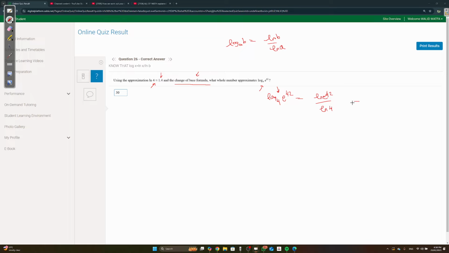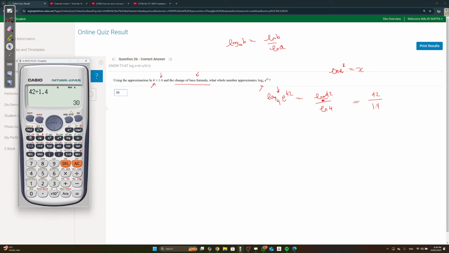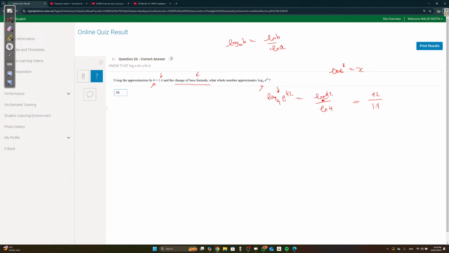They said use ln 4 as 1.4, so it's going to put 1.4. What's ln e to the power 42? It's just 42. I told you, when you see ln e, there's the hidden e that cancels it. You don't have to write it, but just remember, ln e to the power of x equals x, because these two cancel. Okay? Just remember that. So you're going to get 42 over 1.4, which I did here is 30. Okay, this is called the change of base formula.